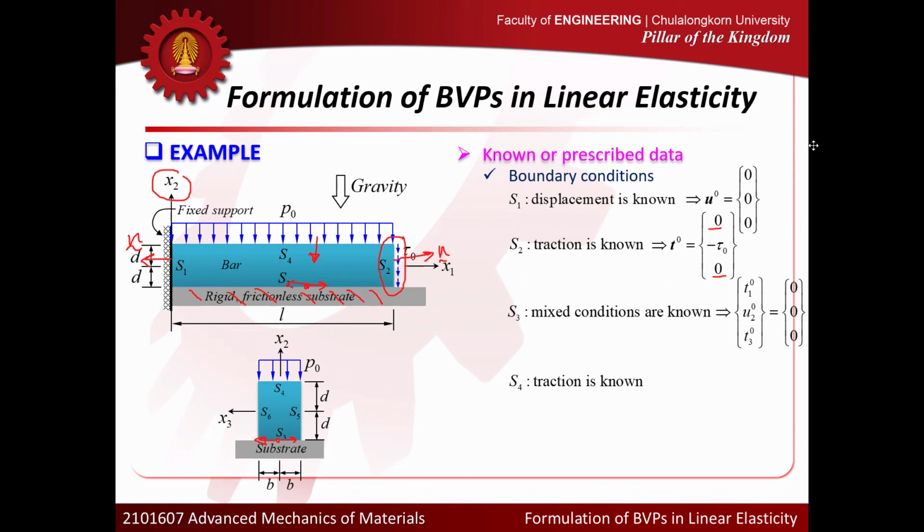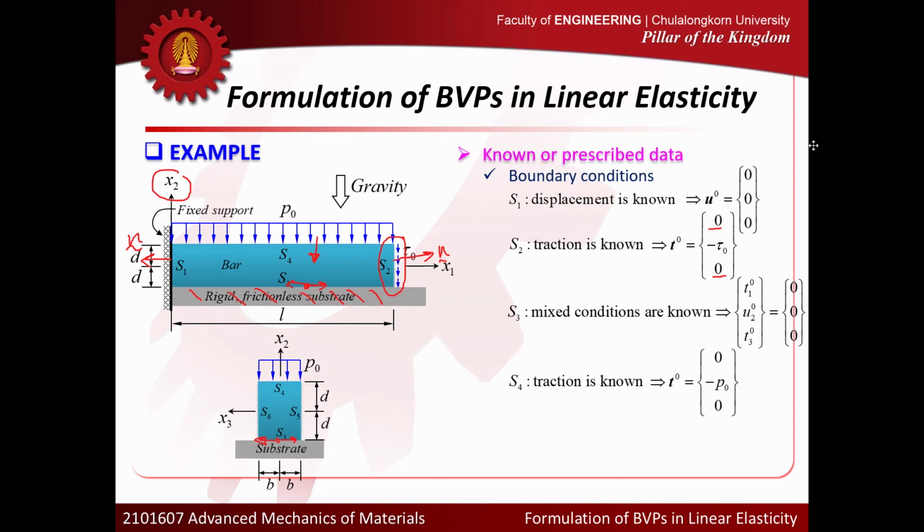Okay, for S4, that is clear because we apply the loading on the top of the beam. So we know the traction in that case. In this case, we apply the traction only in the downward direction here, right? So we know T2. T20 is simply minus P0, and P0 here is the magnitude of the pressure that we apply here, okay? And T10 and T30 are 0. We can say that the traction is completely known for this surface S4.